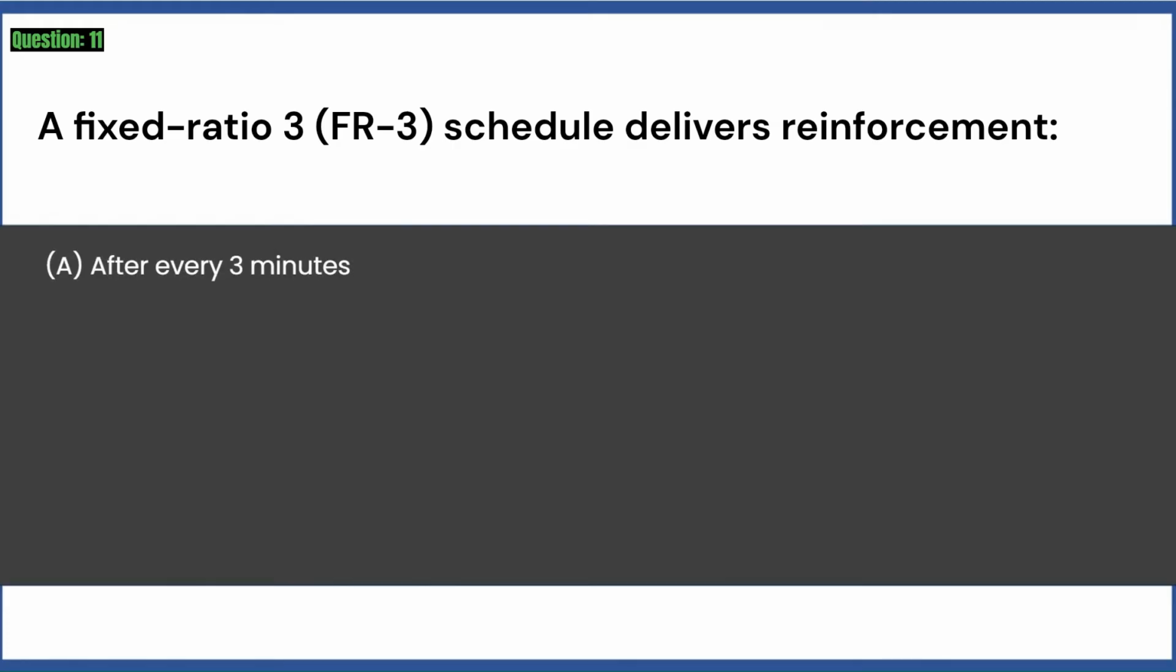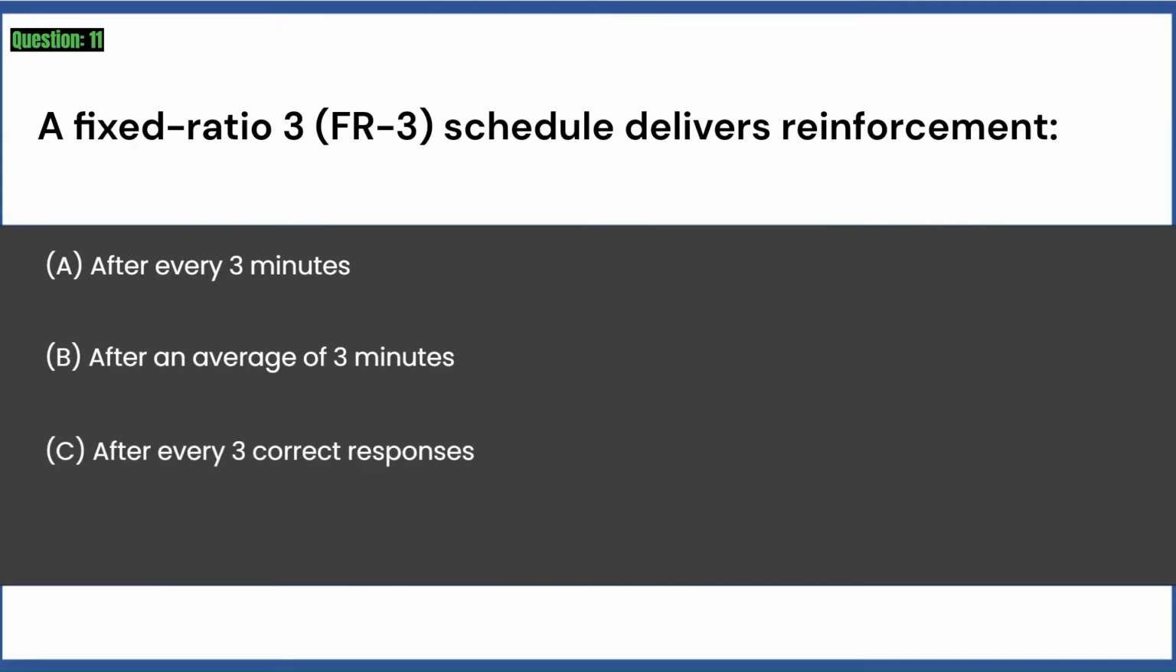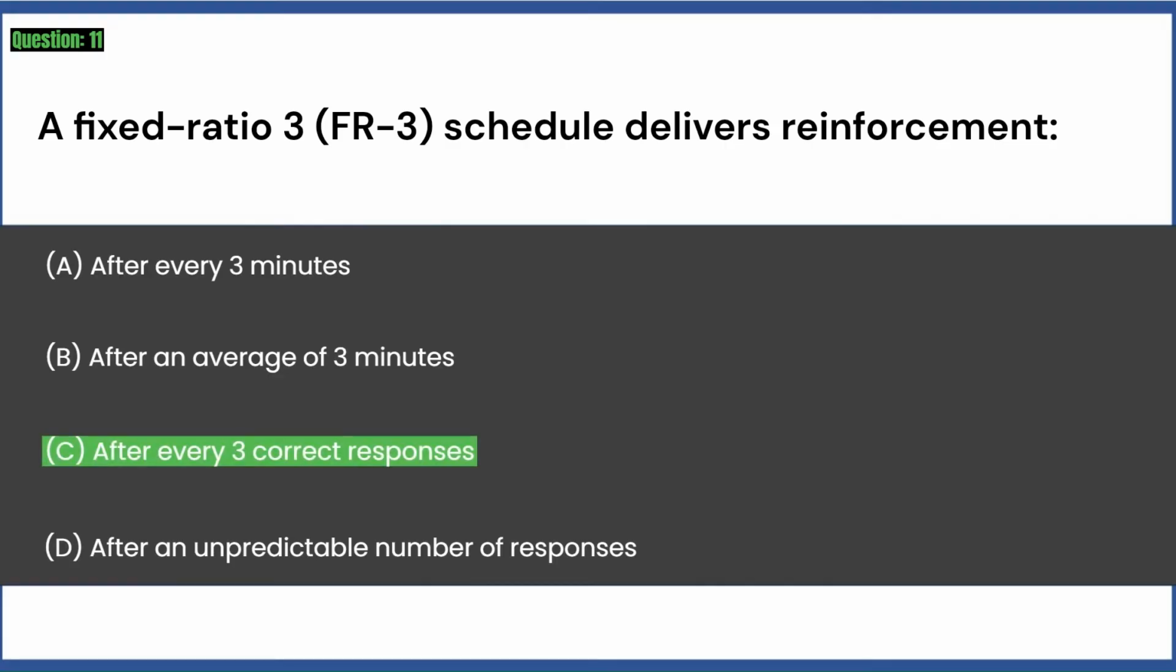A fixed ratio 3, FR3, schedule delivers reinforcement A. After every 3 minutes. B. After an average of 3 minutes. C. After every 3 correct responses. D. After an unpredictable number of responses. Answer: C. After every 3 correct responses.